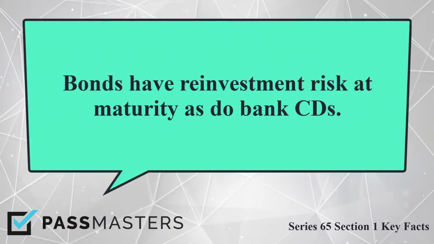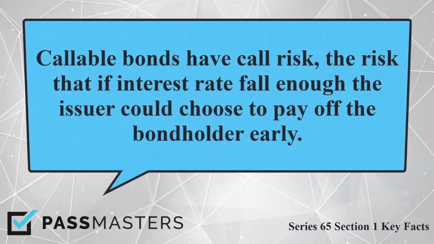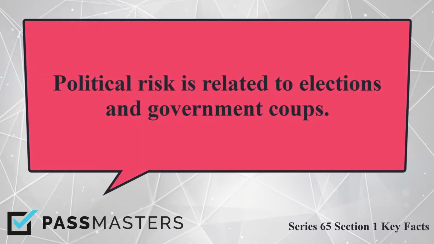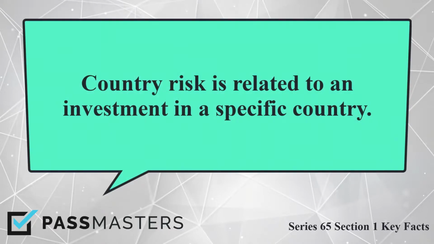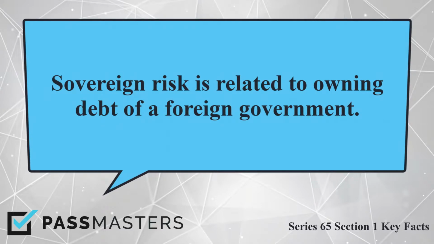Bonds have reinvestment risk at maturity, as do bank CDs. Callable bonds have call risk, the risk that if interest rates fall enough, the issuer could choose to pay off the bondholder early. Political risk is related to elections and government coups. Country risk is related to an investment in a specific country. Sovereign risk is related to owning debt of a foreign government.